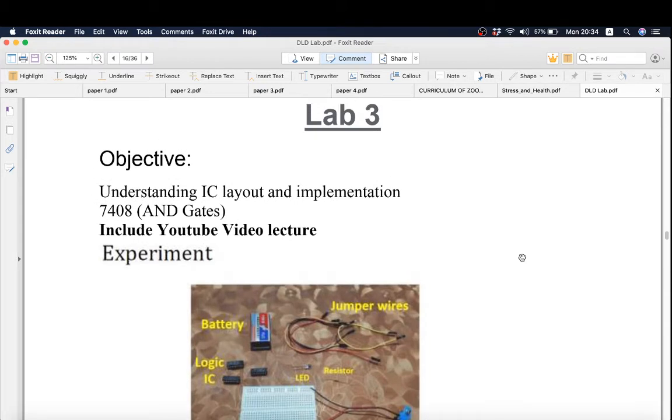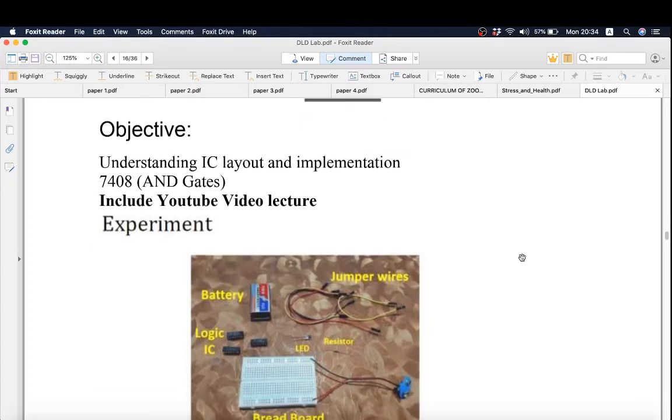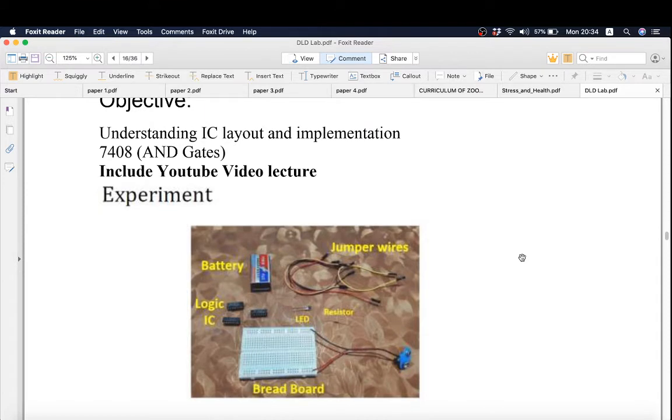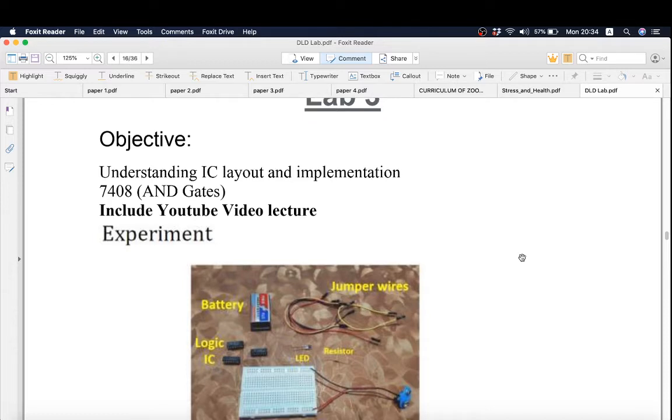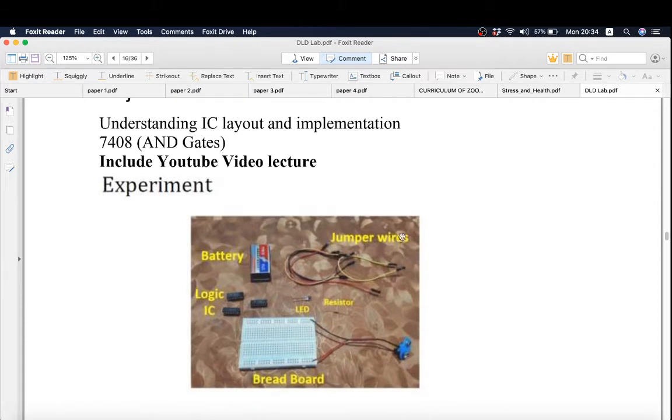Now the third lab is understanding the IC layout and implementation of the 7408 AND gate. Some students were asking me how they have to prepare for these experiment labs. For the experiment labs, you should know a few things and learn a few things. For example, here in the experiment you see the setup picture, in which it is told that we need an LED, resistor, breadboard, battery, logic gate ICs and the jumper wires.